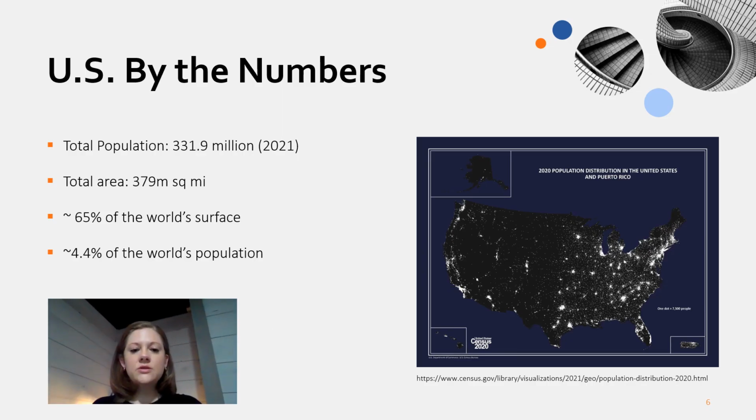The United States has a total population of 331.9 million, with an area of 379 million square miles. It's approximately 65% of the world's surface, with around 4.4% of the world's population. If you look at the graphic here, you'll see that the lit up areas are where the majority of the population is concentrated, and you will see a correlation of population concentration and access to and quality of healthcare.